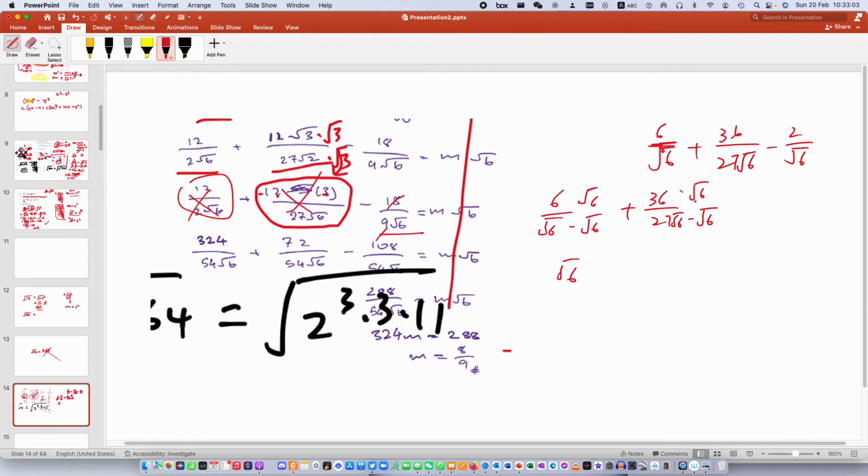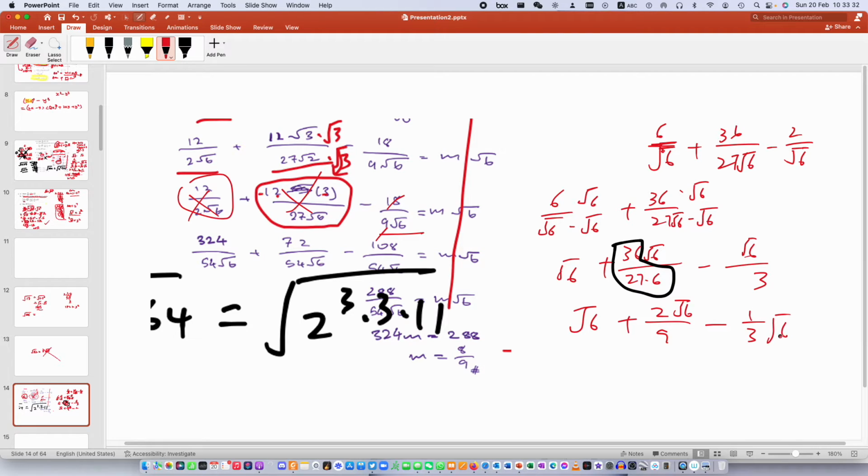So then this one you will get 36 square root 6, and then you get 27 times 6. Just write it like this first. Can you help me out with this? 36 divided by 27 times 6. Quickly just get this out. It's 2 by 9. Good. So it's square root 6 plus 2 over 9 square root 6 on top, 1/3 square root 6. So just take the square root 6 out. You get 1 plus 2 over 9 minus 1/3. So just this is your m.